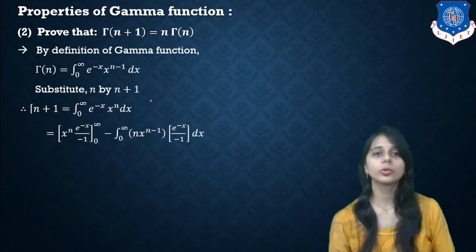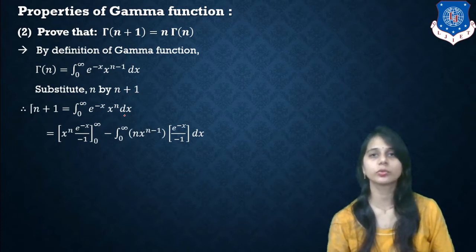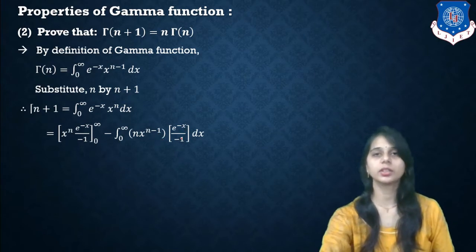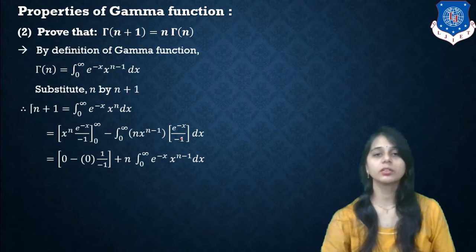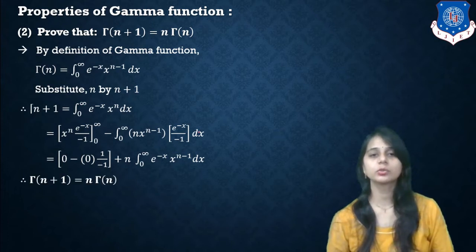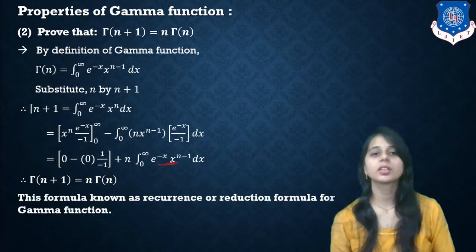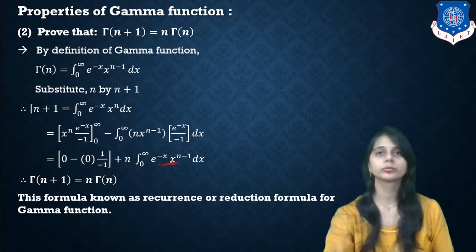So we are taking the u and v rule: x raised to n as it is, e raised to minus x upon minus 1, from 0 to infinity, minus integration 0 to infinity n x raised to n minus 1, e raised to minus x upon minus 1 dx. Solving this integral, we again get n times integral e raised to minus x, x raised to n minus 1 dx. This is our gamma function. So we say that it is n gamma n, and this formula is the recurrence or reduction formula.